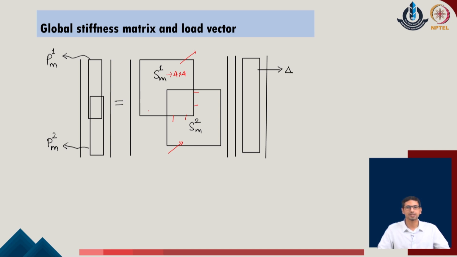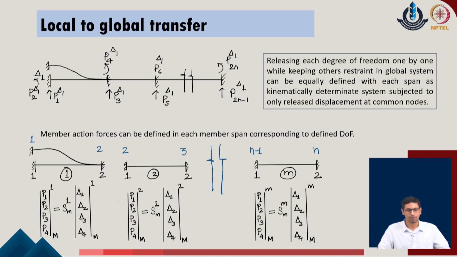Now, we can generalize the same idea for a larger system. If we have a system having multiple degrees of freedom and multiple spans in the given problem, say we have n number of nodes in the given problem.